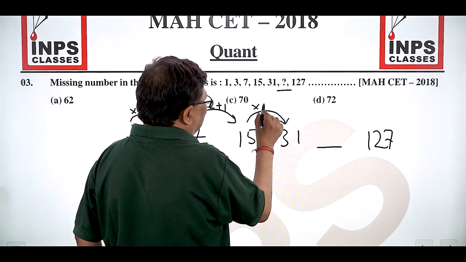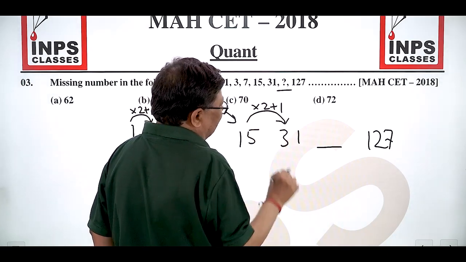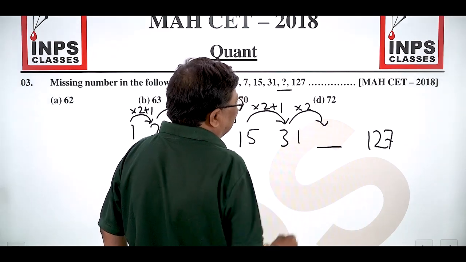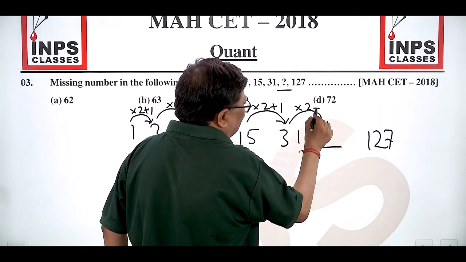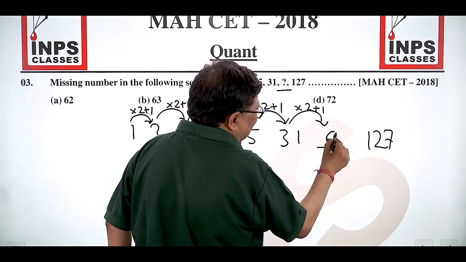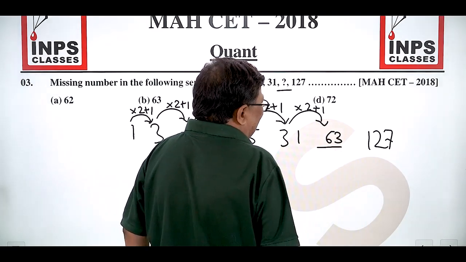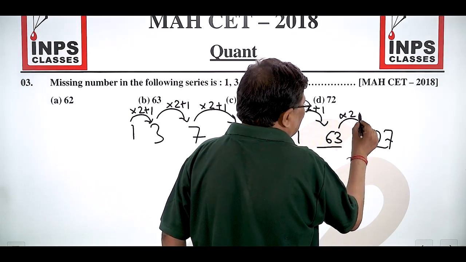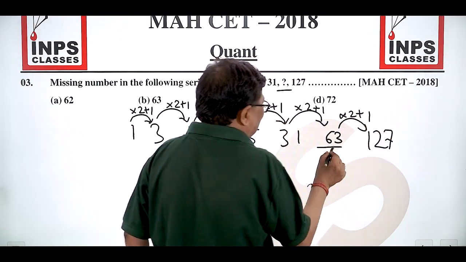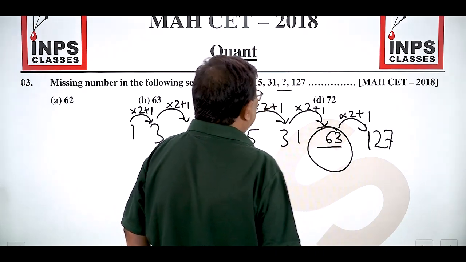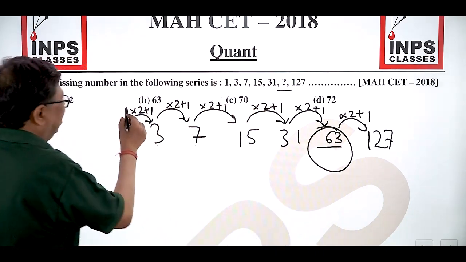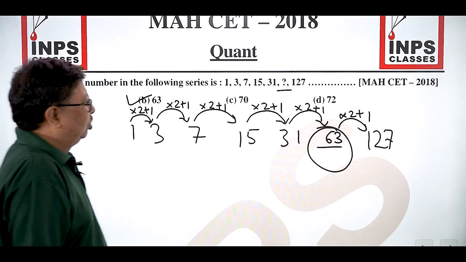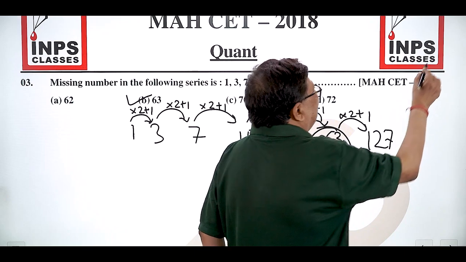15 into 2 plus 1 will give me 31. Similarly, 31 into 2 will be 62, plus 1, that will give me 63. And 63 into 2 plus 1 will give me 127. So the blank here is 63. So my answer should be B, 63. Right, so move on to the next question now.